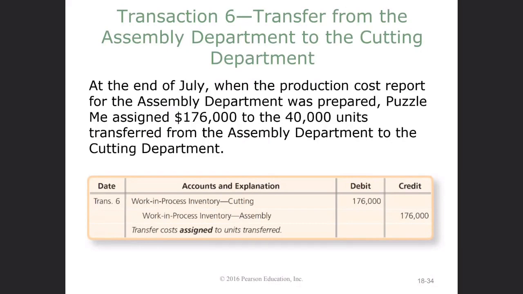At the end of July, when the production cost report for the assembly department was prepared, Puzzle Me assigned $176,000 to the 40,000 units that were transferred from the assembly department to the cutting department. We're going to debit our work in process inventory cutting for $176,000, credit our work in process inventory assembly for $176,000, and our note is transfer cost assigned to units transferred.